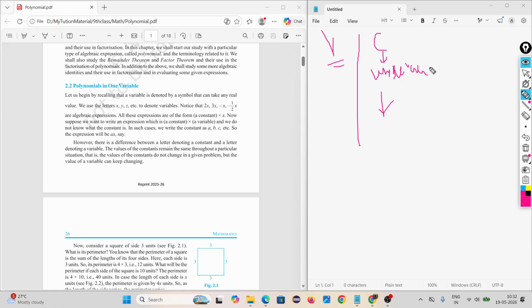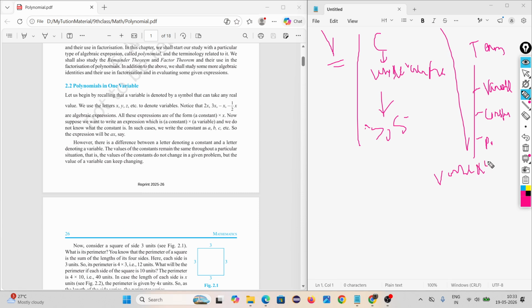Whose value is fixed, like 3, 5. These values are fixed, right? Then the next thing is term. Term is nothing but a group of a variable, constant, variable into constant, or variable into variable.